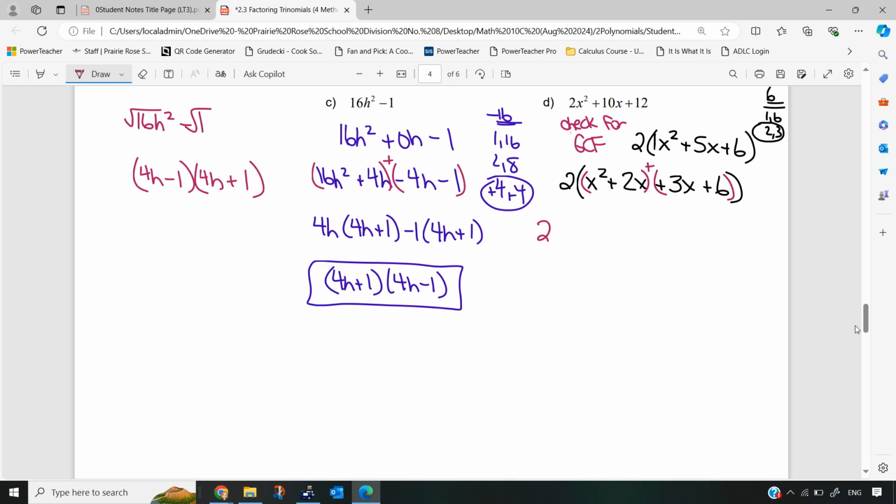So I have 2, and then in brackets, for the first bracket, I have a GCF of x. That leaves me with x plus 2. For the second bracket, I have a positive 3, and that leaves me with x plus 2. So now I have 2, my GCF is x plus 2, and then x plus 3.